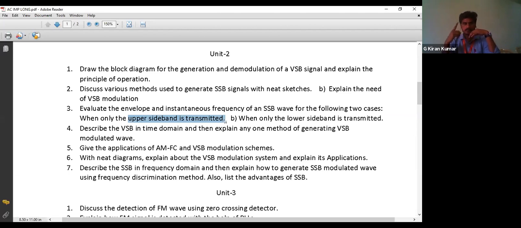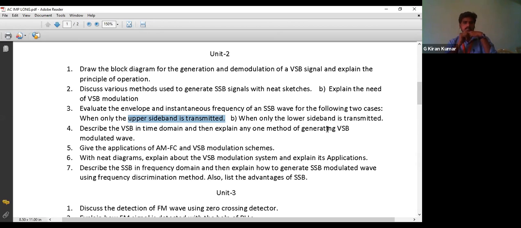Direct m(t), phase shifted c(t), and the second modulator has phase shifted m(t). Sorry, direct m(t) and phase shifted c(t). So there is a little bit of change if you want to transmit only the upper sideband or only the lower sideband. Two different cases are there. We have already discussed that derivation part also, so you can go through that derivation.